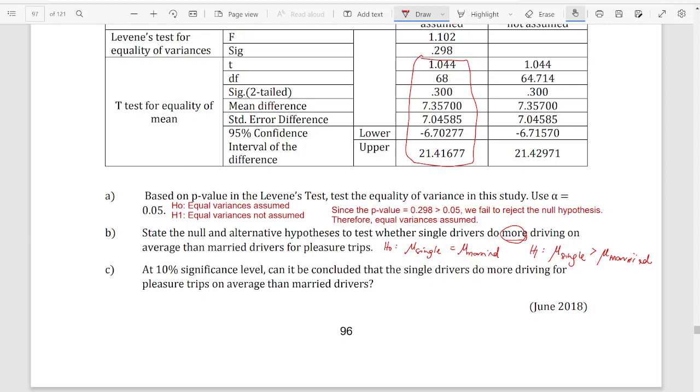How do you know it is one-tail? Because if you look through the alternative hypothesis, you have direction. Okay, there are the direction greater than. Betul tak, so the greater than. So that is one-tail. That means there is a direction positive or negative. So in this situation, it is a direction in terms of greater or lower. So you have a single drivers have a greater time spent on leisure trip, right, compared to married woman. Okay, is it true or not? So this is what they are claiming, right?